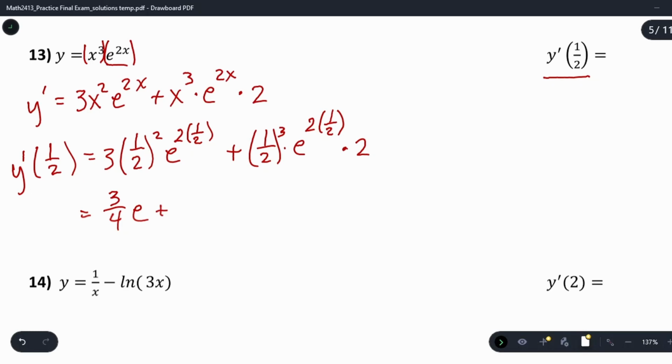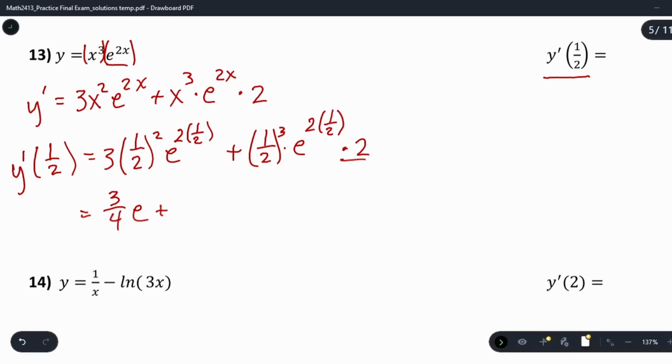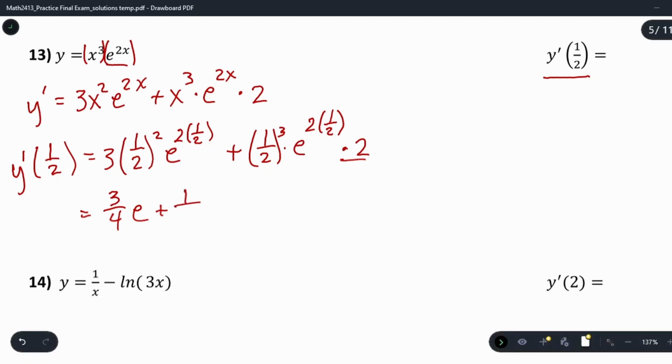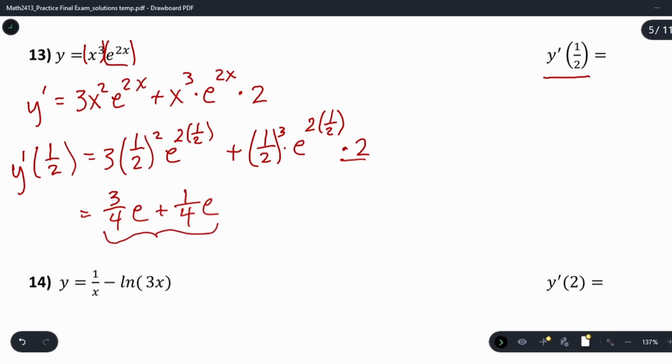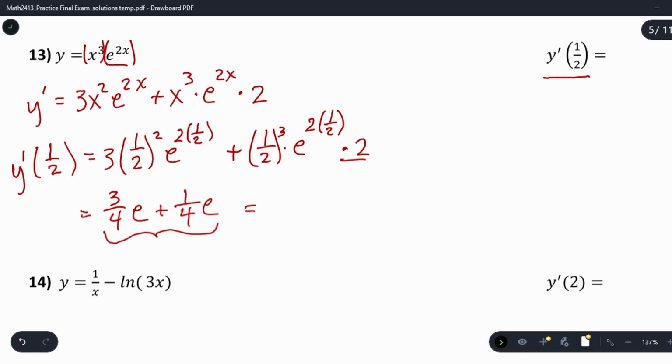Plus, over here we have half cubed. 1/2 to the third is 1/8, but 1/8 times 2 basically will eliminate one of those factors of 2 and put that down to a fourth. e to the half of 2 is 1 again, and then notice that these are like terms. 3/4 e plus 1/4 e is 4/4 e, or just e. And so that answer is simply e.